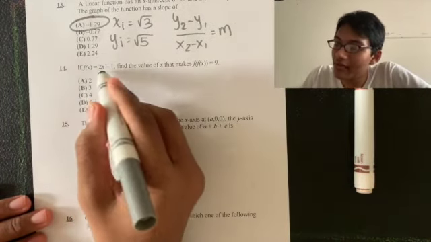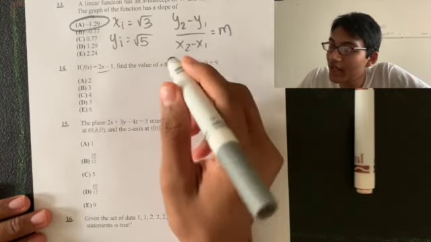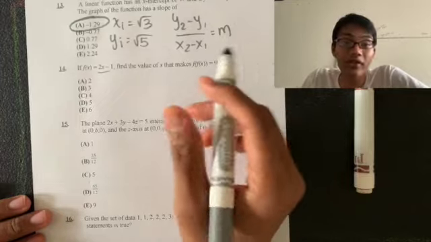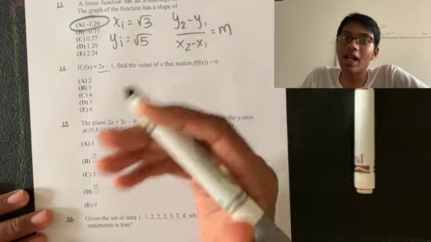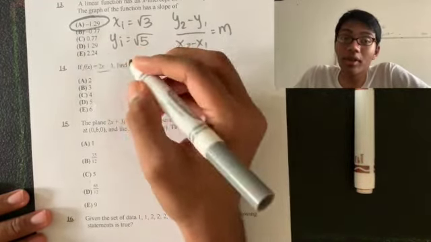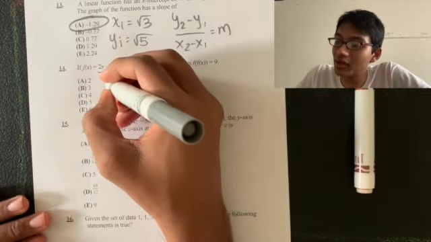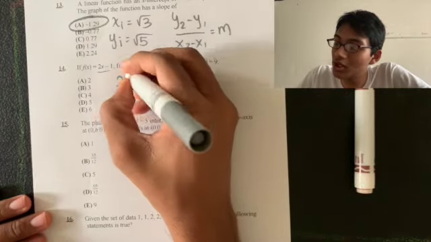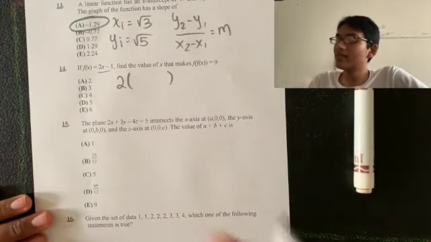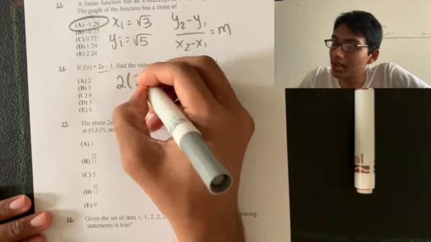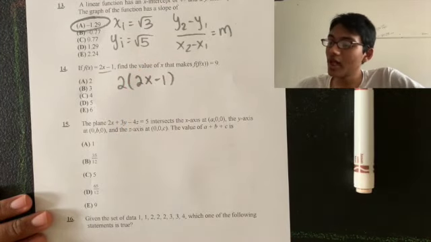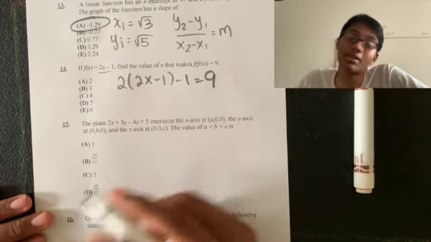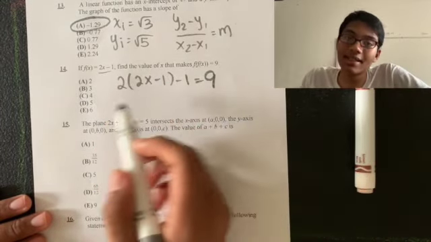Question 14. If f of x equals 2x minus 1, find the value of x that makes f of f of x equal to 9. Okay, so first of all, we have to find what the function f of f of x is. So f of f of x is simply going to be 2, and instead of 2x minus 1, I'm simply going to plug that value in for x. Okay? And of course, I'm going to set this equal to 9 because I want to find the value of x that makes this equal to 9.